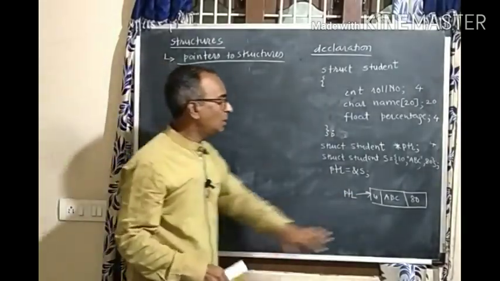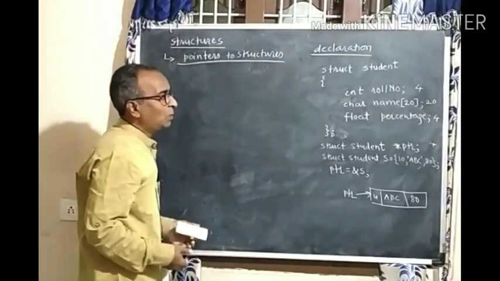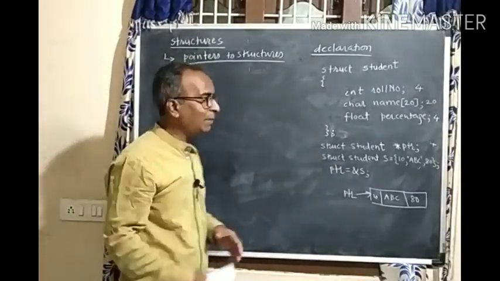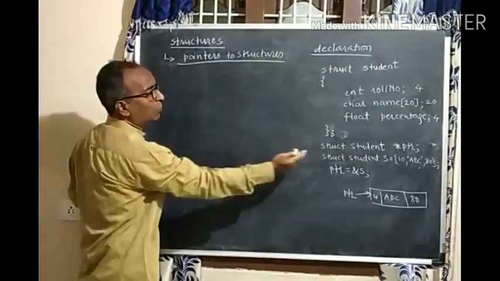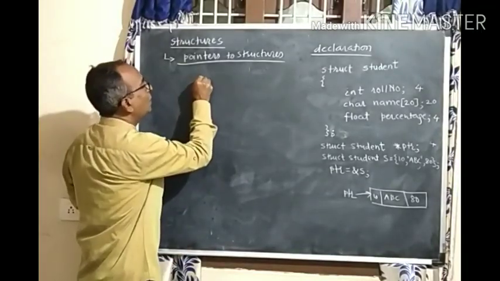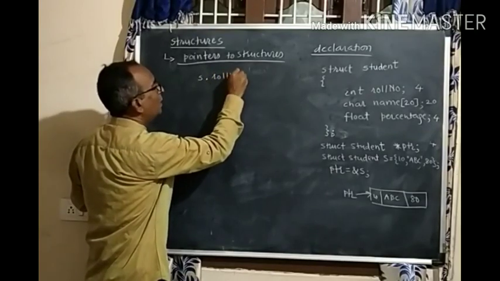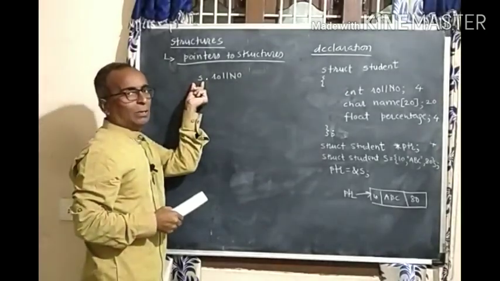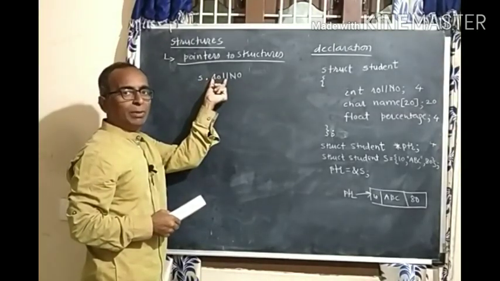PTR is pointing to this structure. Now there are two ways to access this structure. The first way, for this example, if you want to print the roll number of the student, I can use S dot roll number. This is one way, because S is a normal structure variable, so the dot operator can be used for accessing the member.